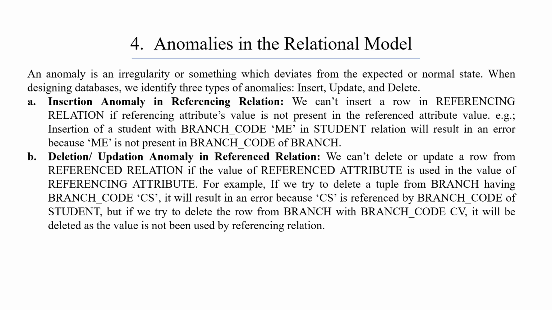Now anomalies in a relational model. An anomaly is an irregularity or something which deviates from an expected or normal state. When designing databases, we identify 3 types of anomalies like insert, update and delete. Insertion anomaly. We can't insert a row.